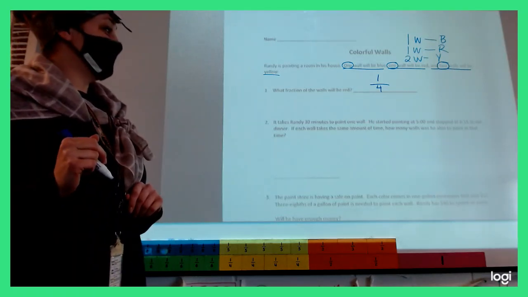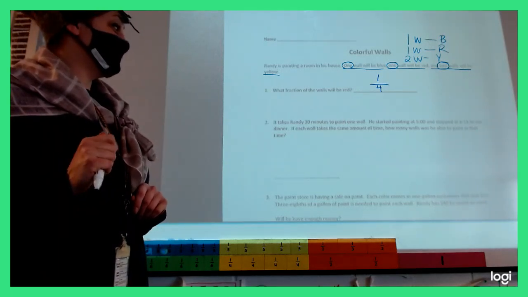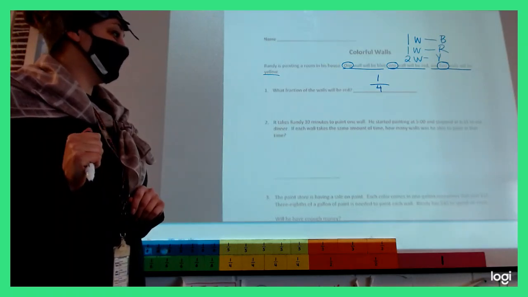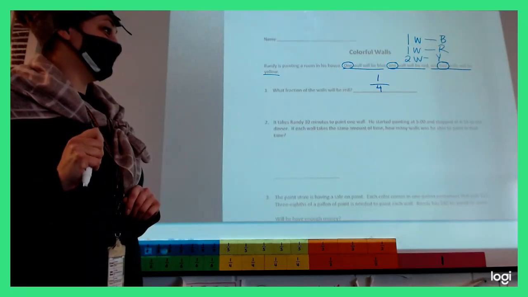It takes Randy 30 minutes to paint one wall. He started painting at 5 and stopped at 6:15 to eat dinner. If each wall takes the same amount of time, how many walls was he able to paint in that time?